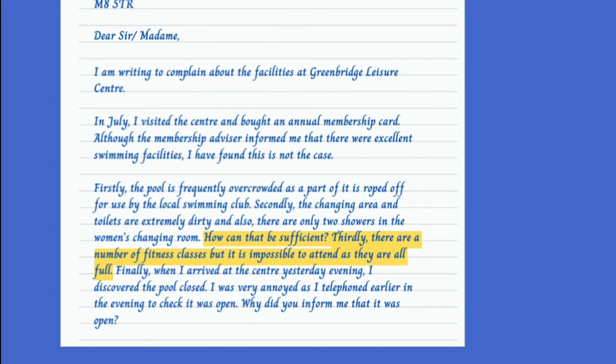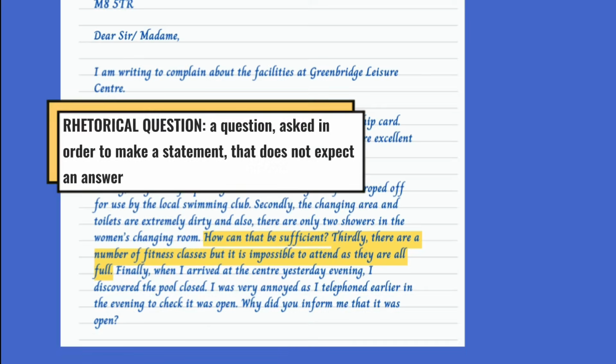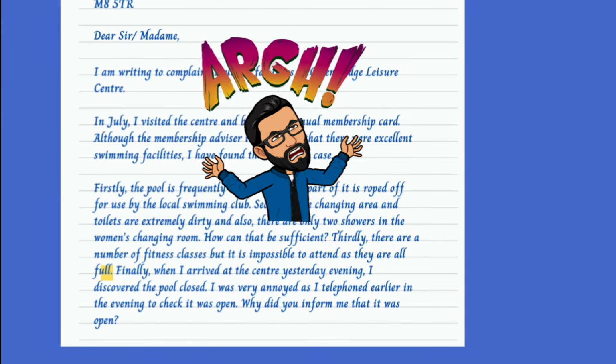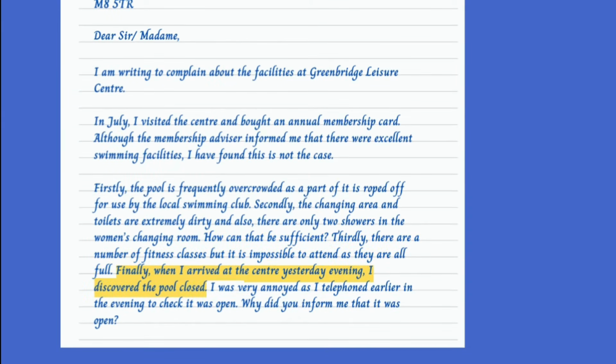So you need to try to include some questions. Here, "how can that be sufficient?" Meaning, how can that be enough? This is actually a rhetorical question. And rather than looking for an answer, you are making a point. How can you only have 2 toilets? It's not enough. Finally, when I arrived at the center yesterday evening, I discovered the pool closed.